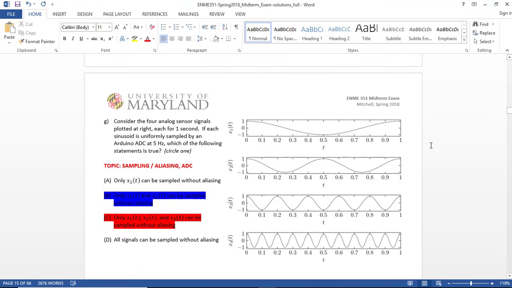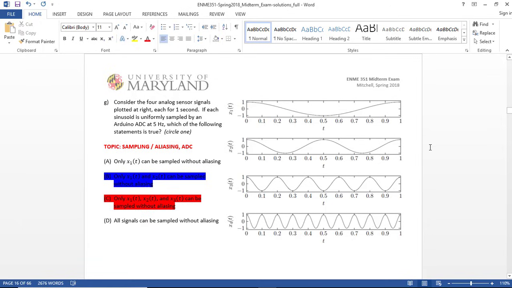Question 1, part G. This is a sampling and aliasing question, ultimately linking back to analog to digital conversion, but really a sampling and aliasing question. Right, so each of these 4 signals at right is shown for 1 second, so a 1 second long section of the analog signal. And if we sample those at 5 hertz for version 1 or 14 hertz for version 2, the question is, which ones will alias?